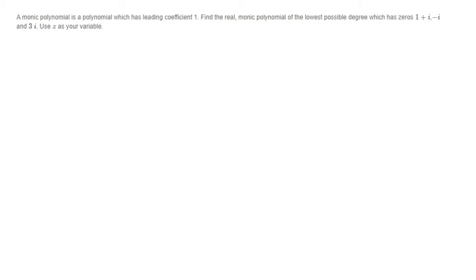We have a monic polynomial. It's a polynomial with the leading coefficient 1. Find the real monic polynomial of the lowest possible degree, which has zeros 1 plus i, negative i, and 3i. Use z as your variable.